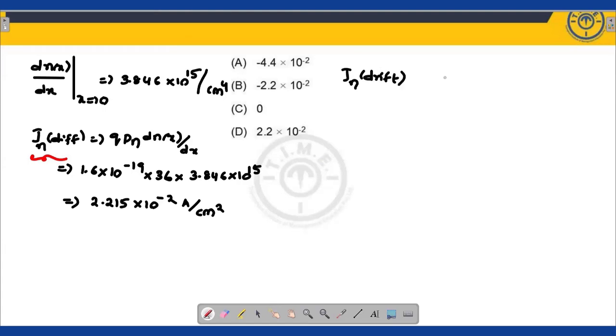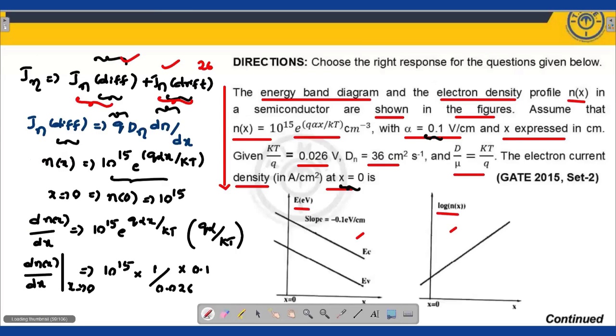Drift, which is equal to n of 0 at 0 is asked. This is also at 0, stated that. 0 into mu n into q into E. See here, he has given all the parameters that are mentioned, my dear friends, over here.